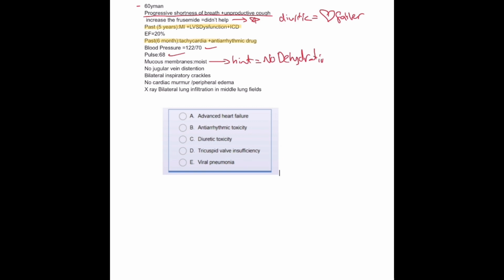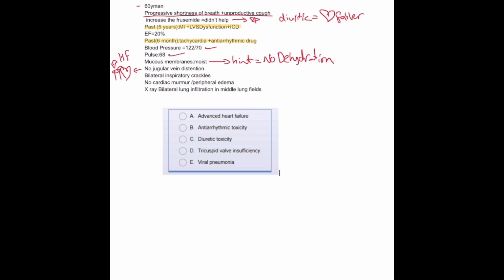Let's continue. He has no jugular distension. This is also a hint. The jugular vein is usually bulged when there is a cardiac failure or heart failure. So the fluids or the preload is going back into the inferior vena cava, leading to jugular distension. Here there is no cardiac failure. So this is also a hint.